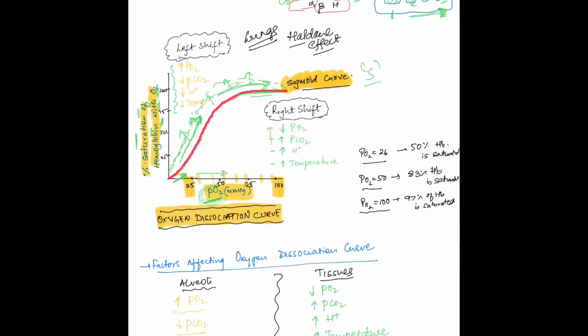Again, let's look at another scenario. Now PO2 is low, but PCO2, hydrogen ion concentration and temperature are high. Yes, you have guessed it right. This happens at the level of the tissues and it results in right shift of the oxygen dissociation curve, which means that the affinity of hemoglobin to the oxygen is decreased and it results in delivery of oxygen to the tissues.